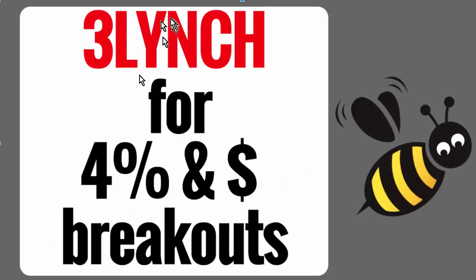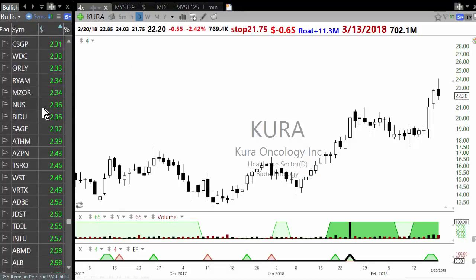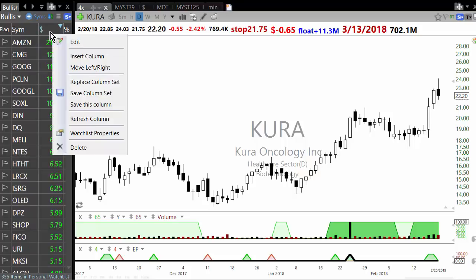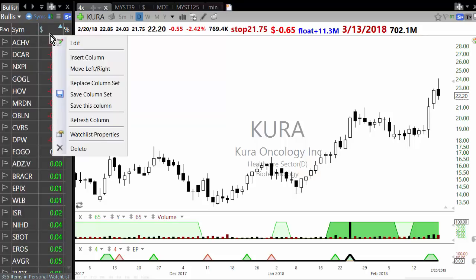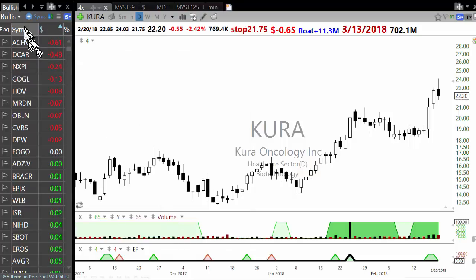So remember this three Lynch, which is basically not up 3 days in a row, linear, smooth trend, young trend, no 4% breakdown, quality of consolidation, and closes near high. So you apply those conditions to the stocks showing up in the scan today. Once you have these, I sort by the dollar column, that way you can get rid of lower price stocks. This column is C minus O, or close minus open.